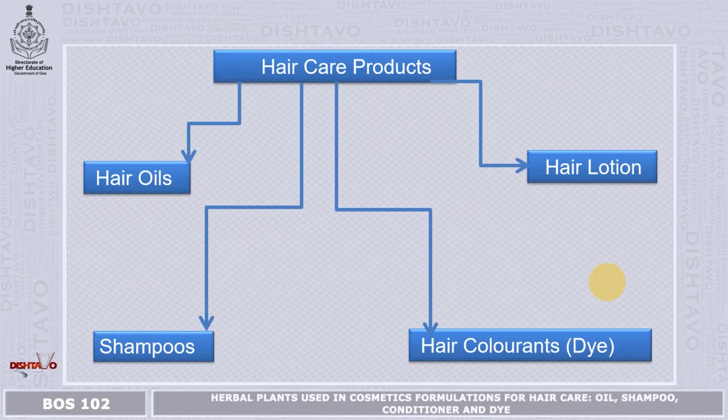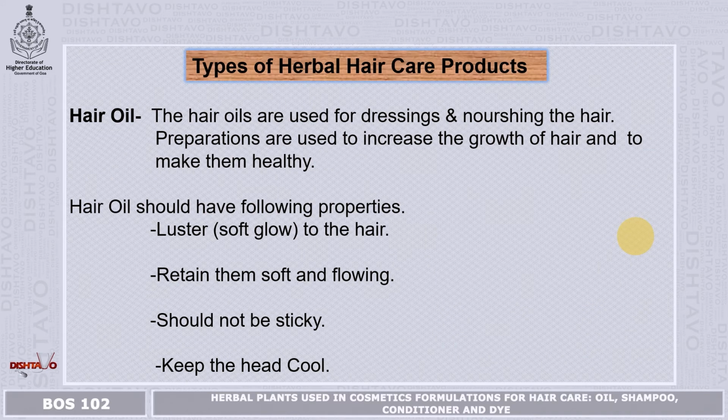Now hair care products are divided into 4 categories, that is hair oil, shampoos, hair lotion and hair colorants, which are also called dye. First we will see hair oil. Now these hair oils are used for dressing and nourishing the hair. Preparations are used to increase the growth of hair and to make it healthy.